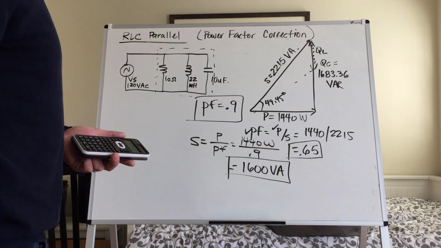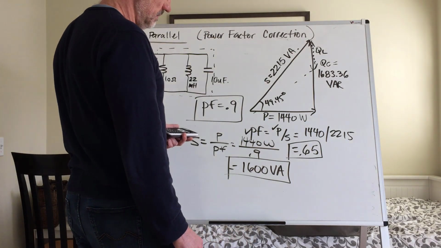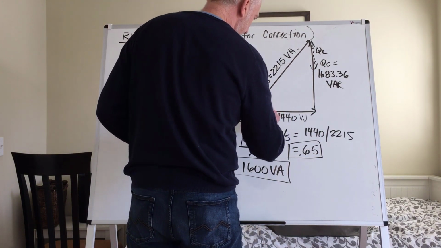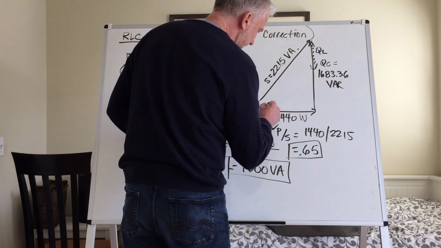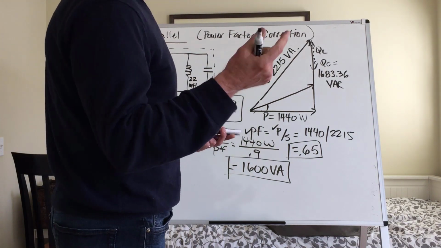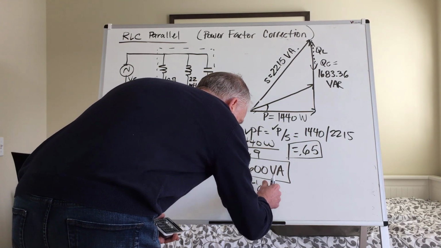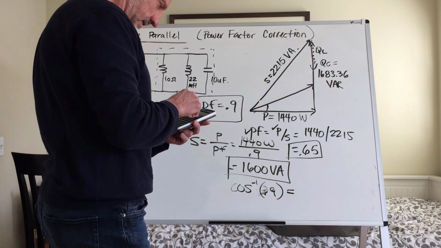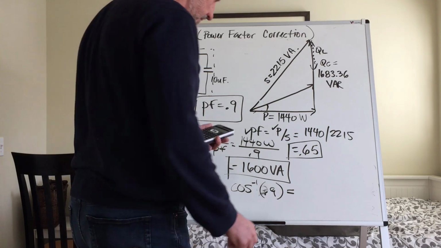Right? So I'm looking for 1600 VA here, and now I can essentially draw a new power triangle that's going to be 1600 VA at an angle corresponding to 0.9, right? So I'm going to look at a power triangle, maybe something like this. We're just going to figure out this angle for 0.9. So how are we going to figure out the angle? It's going to be the arc cos of 0.9. So the arc cos of 0.9 is indicating 25.84 degrees.